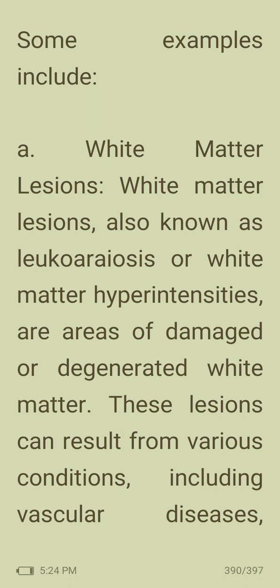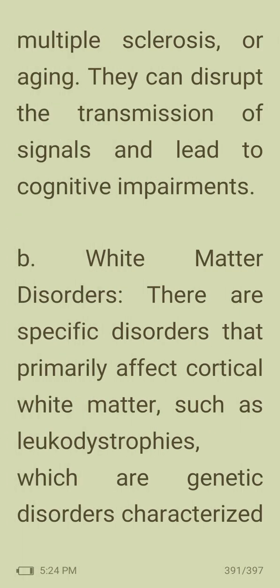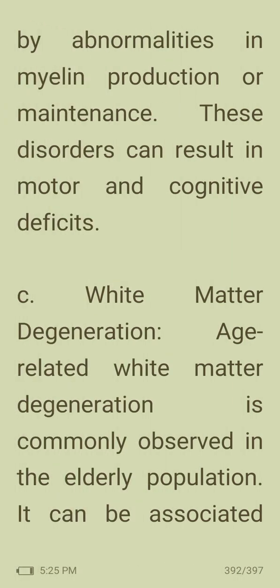White matter lesions, also known as leukoaraiosis or white matter hyperintensities, are areas of damaged or degenerated white matter. These lesions can result from various conditions including vascular diseases, multiple sclerosis, or aging. They can disrupt the transmission of signals and lead to cognitive impairments. Then, white matter disorders. There are specific disorders that primarily affect cortical white matter, such as leukodystrophies, which are genetic disorders characterized by abnormalities in myelin production or maintenance.